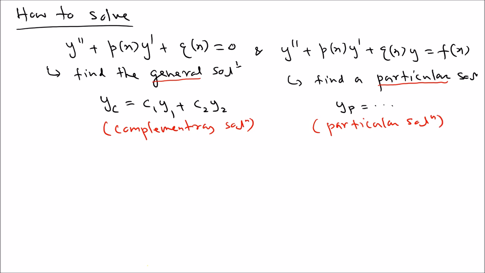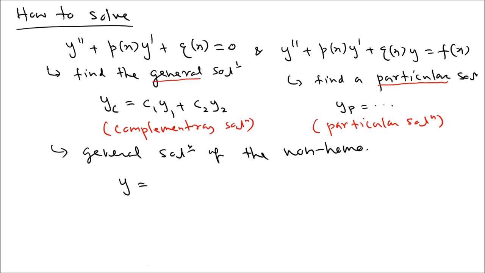And then the general solution of the non-homogeneous equation is given by y, the sum of the two, yc plus yp, which is c1 y1 plus c2 y2 plus yp. How many c's do we need? Because this is a second order differential equation, we need two, and those two are unknown. So this is the general solution with two unknowns, and then we can find c1 and c2 using the initial conditions. That's the form of the general solution of a second order non-homogeneous equation.